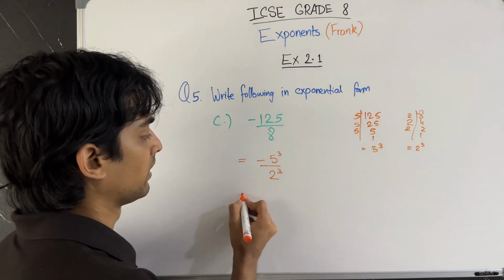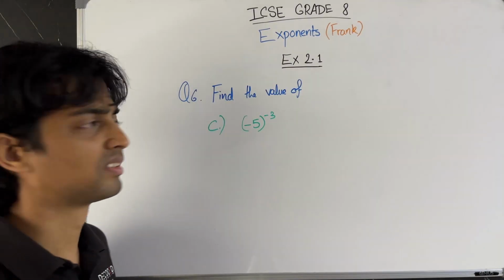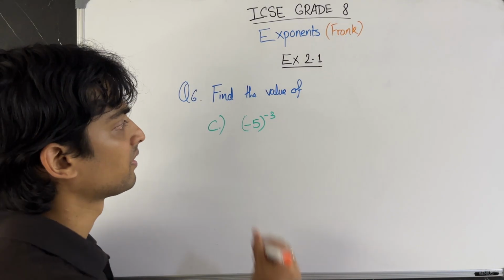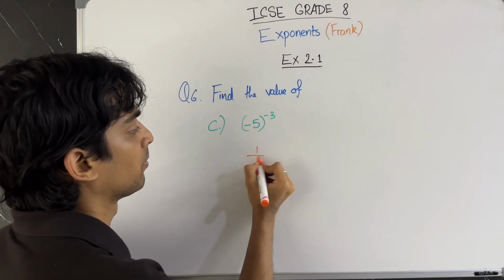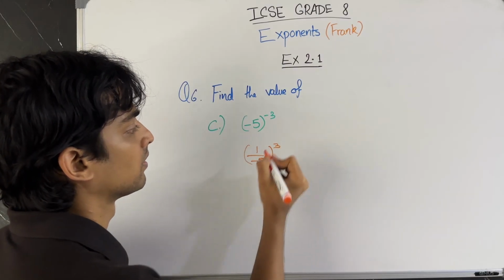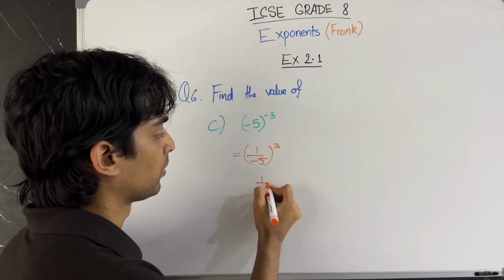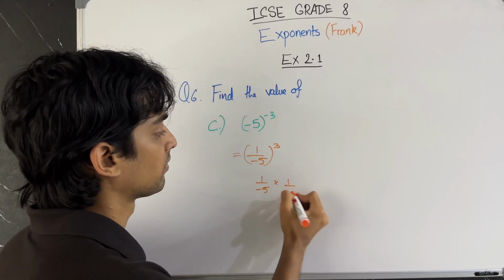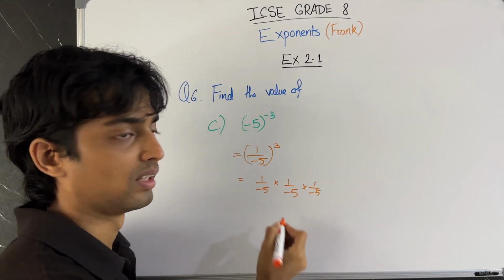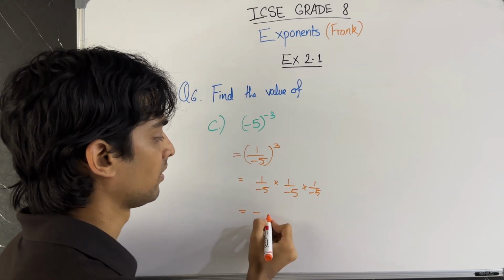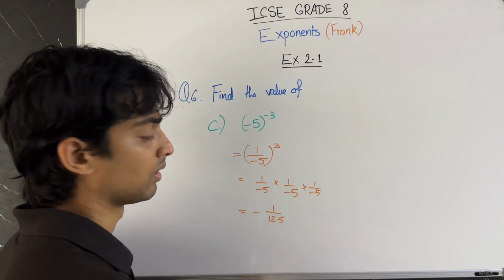So the powers are the same, so we can write this as minus 5 by 2 the whole raised to 3. Question 6, find the value of this. First let's convert this into a positive index. This will become the reciprocal of the inside thing, 1 upon minus 5 the whole raised to 3. Now let's open the brackets, the whole thing will be multiplied by itself 3 times. So 1 upon minus 5 into 1 upon minus 5 into 1 upon minus 5. Minus into minus is plus, plus into minus is minus. So the sign is minus and 5 5s are 25, 25 5s are 125. So the answer is minus 1 upon 125.